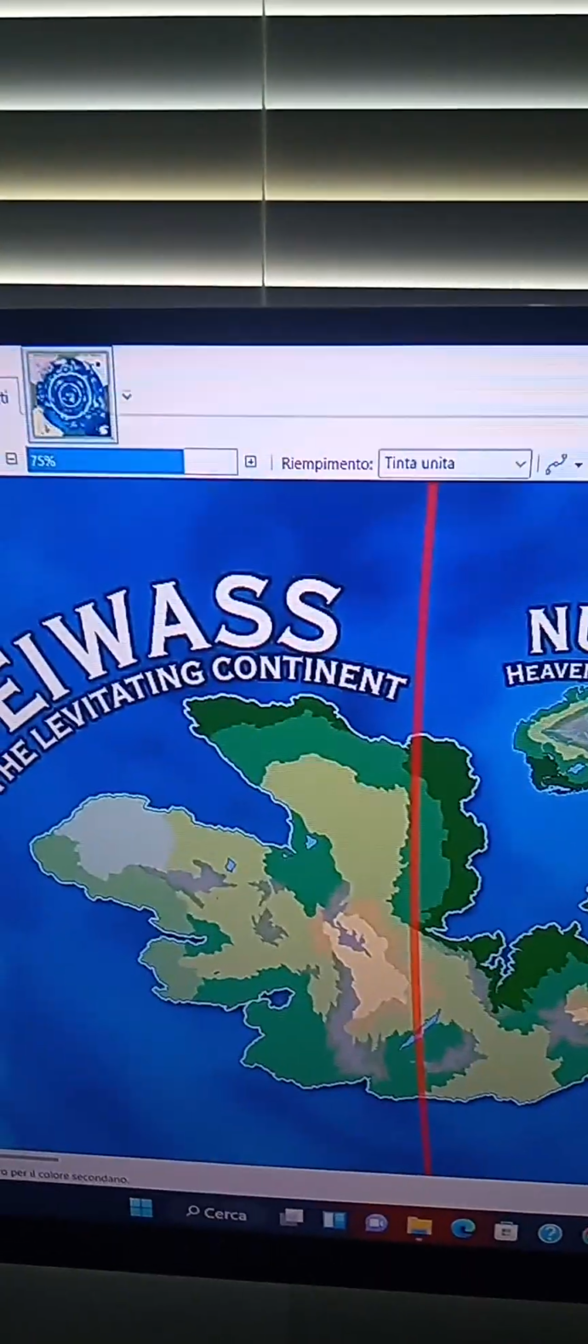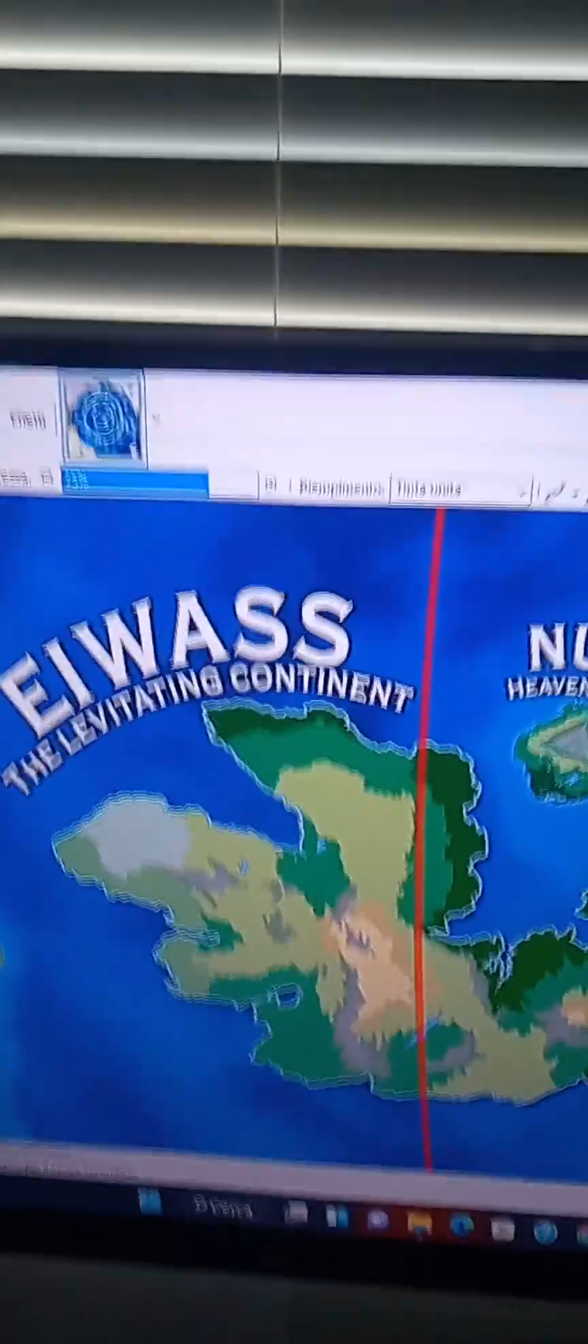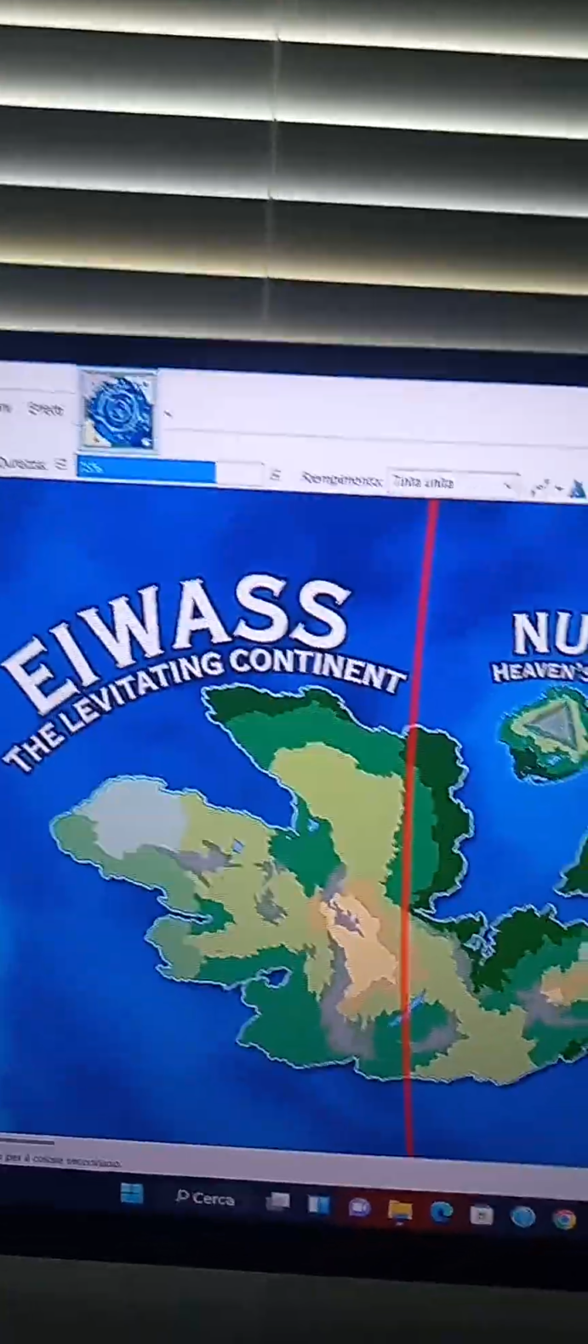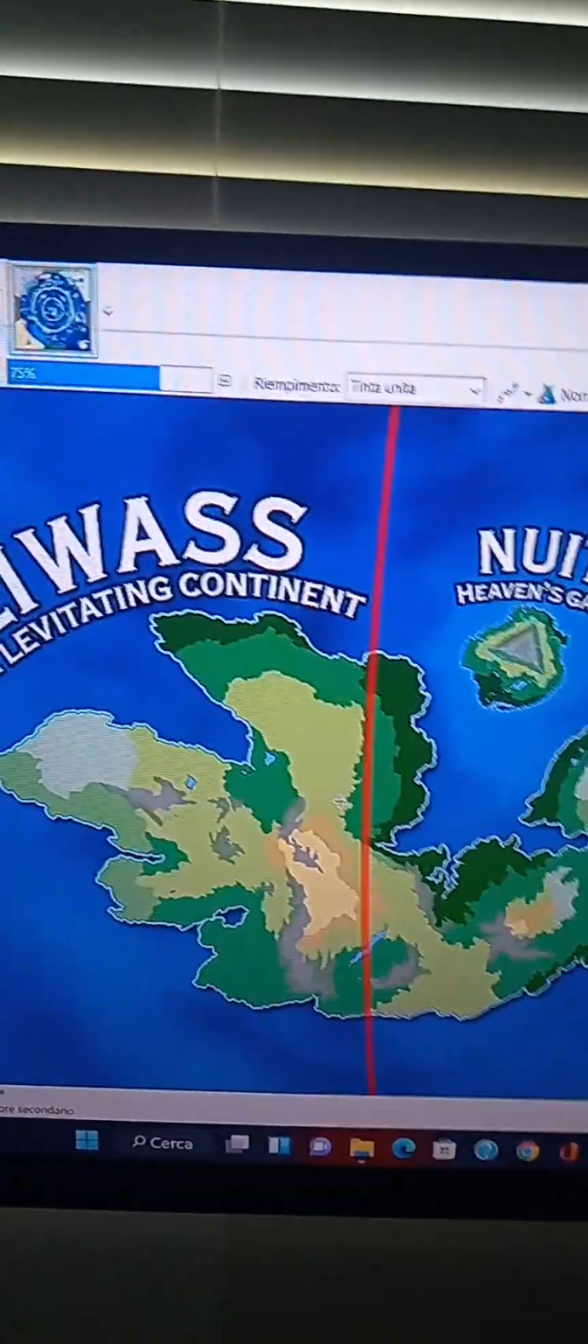But that said, let's start looking for information about Eiwass. So one path of research I found connects to someone called Alistair.